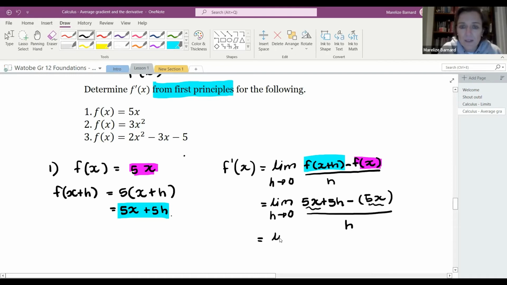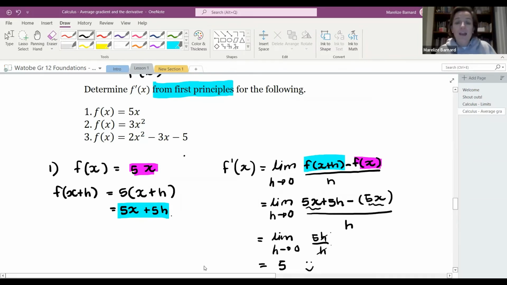So we have the limit as h tends to 0. 5x minus 5x is 0x. We have 5h divided by h. And this is a very simple sort of introductory example. And it just so happens that these h's can cancel out. So no more h, so no more need for the limit as h tends to 0. We can just write our final answer, and that is 5.